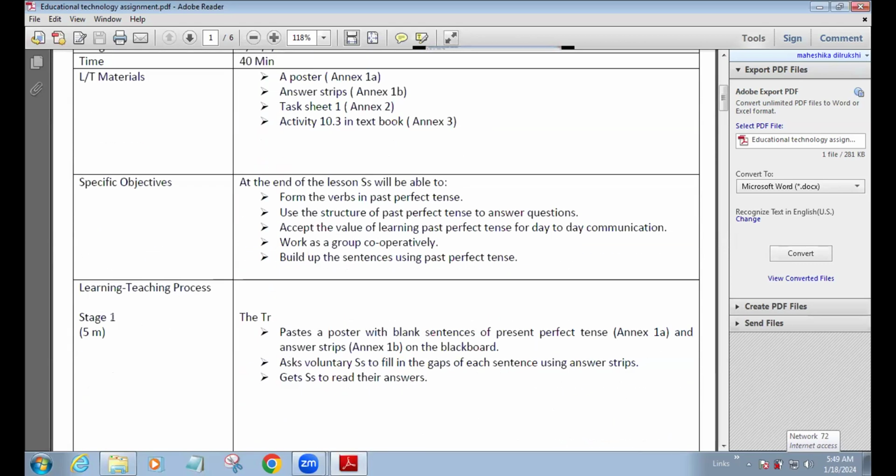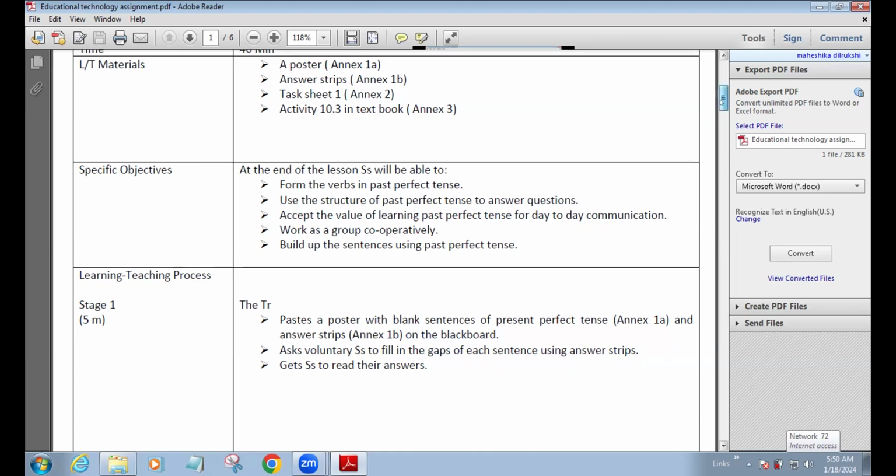In the learning teaching process, stage 1, 5 minutes. The teacher places a poster with blank sentences of present perfect tense, because they already know about present perfect tense, Annex 1A, and answer strips, Annex 1B, on the blackboard. Ask voluntary students to fill in the gaps of each sentence using answer strips. Get students to read their answers. This is the engagement stage. We can revise the lesson of present perfect and use prior knowledge of present perfect to do our lesson.